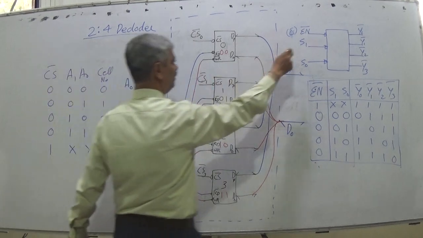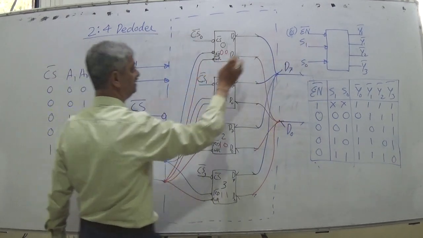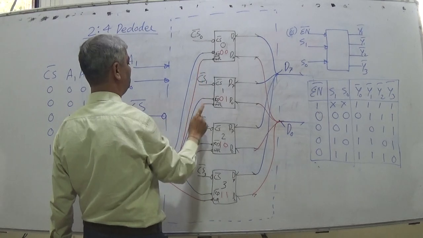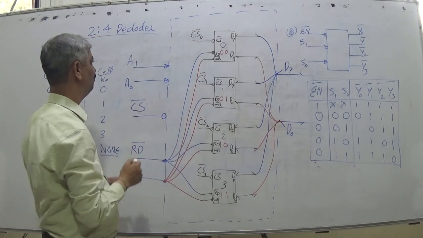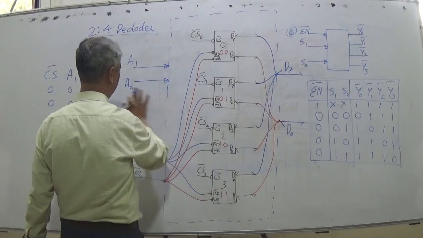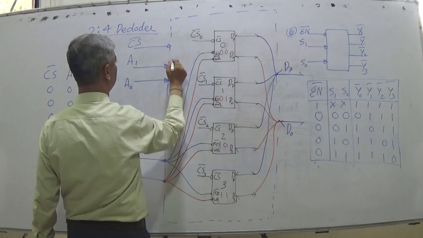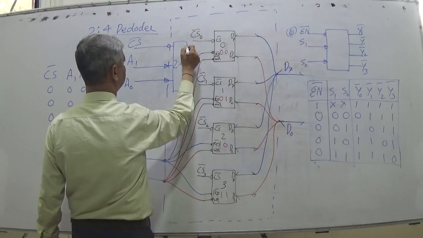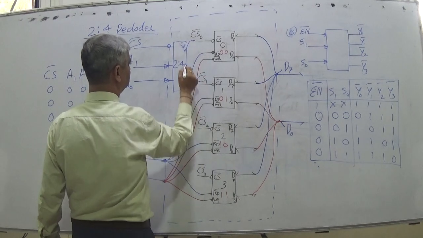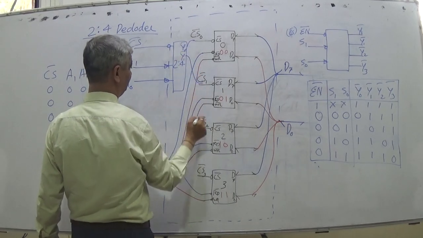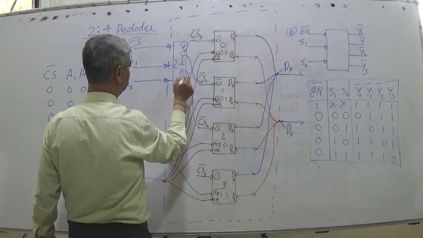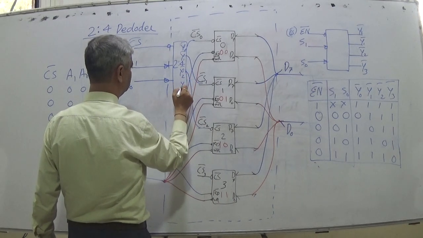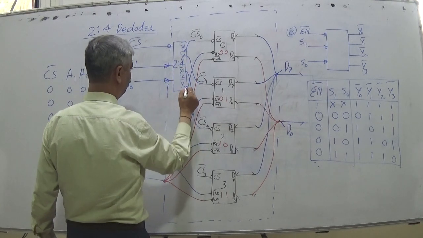So this 2:4 decoder is put in. A1, A0 act as S1, S0. This chip select bar acts as this EN bar, and Y0, Y1, Y2, Y3 bar act as CS0 bar, CS1 bar, CS2 bar, CS3 bar. Right? So you put a suitable decoder, and I will show you the top. This is the 2:4 decoder, and this is Y0 bar, this is Y1 bar, this is Y2 bar, and this is Y3 bar.